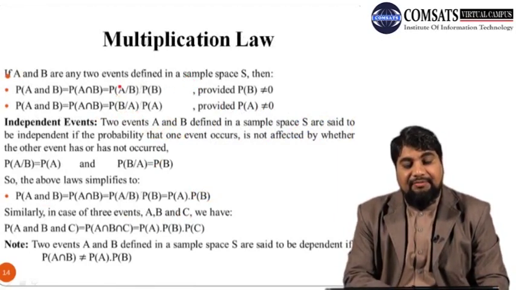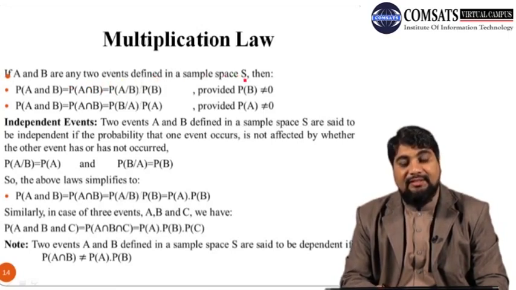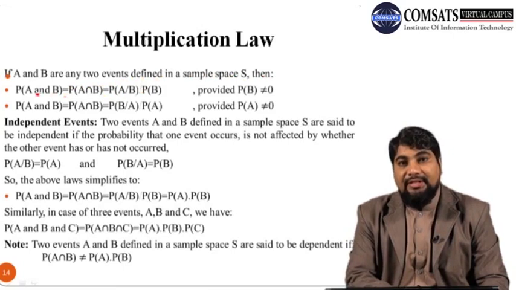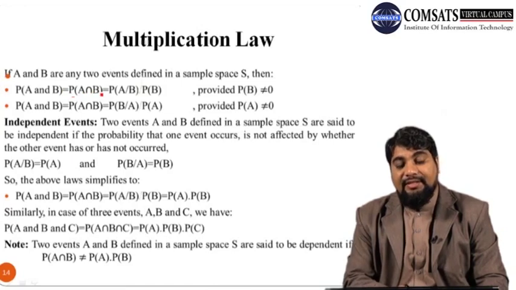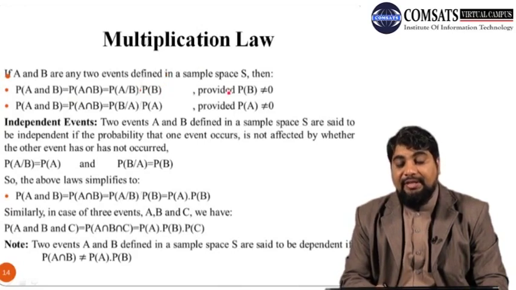Let us discuss the multiplication rule. If A and B are any two events defined in a sample space S, then the probability of A and B, which is equal to P of A intersection B, is equal to the probability of A given B times the probability of B, provided that the probability of B is not 0.